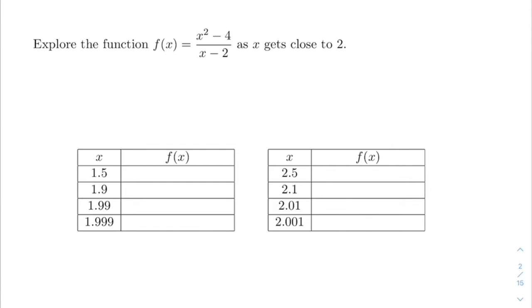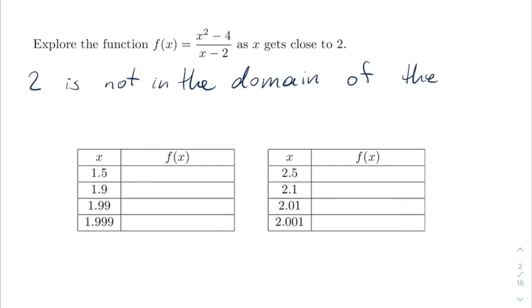In this case, we're asked to explore the function f of x equals x squared minus 4 divided by x minus 2 as x gets close to 2. The first thing to notice is that if we plug in 2 in our function, the denominator is equal to 0. So in this case, we say that 2 is not in the domain of the function.